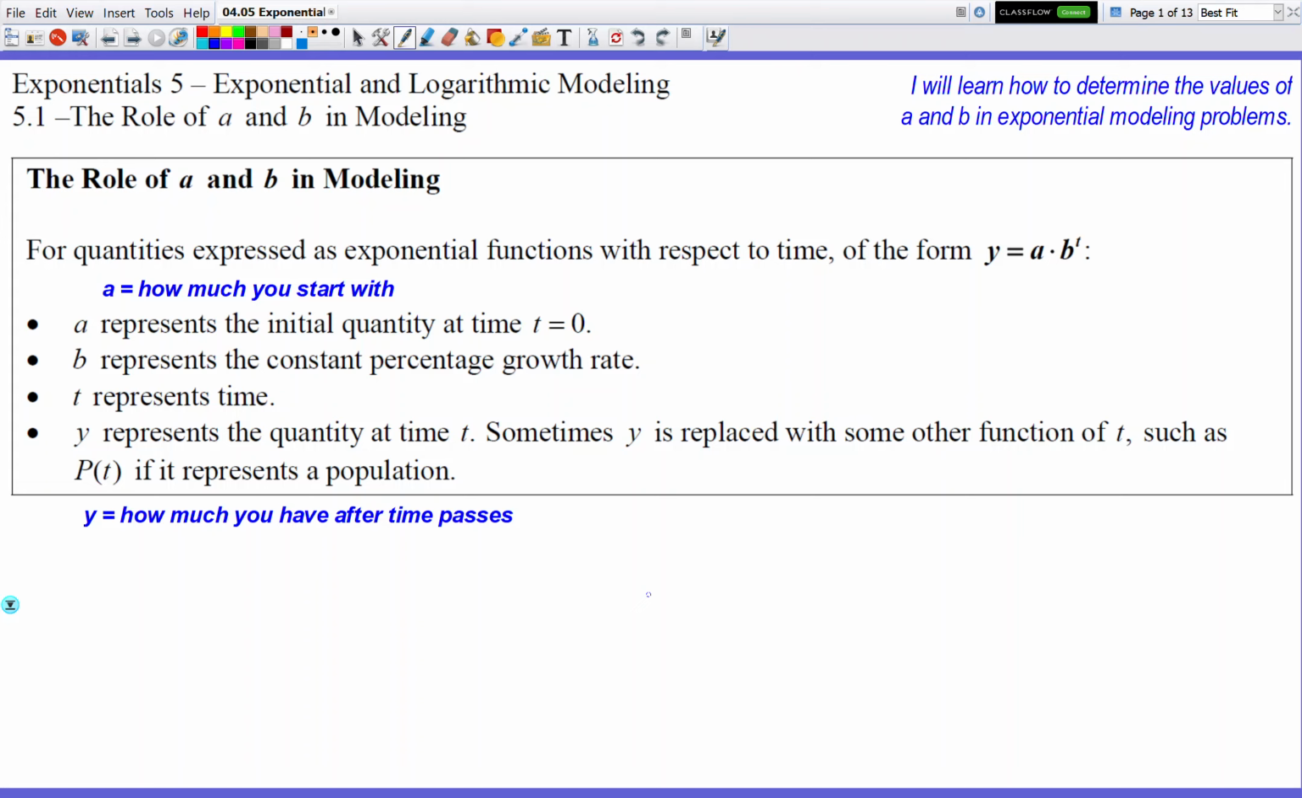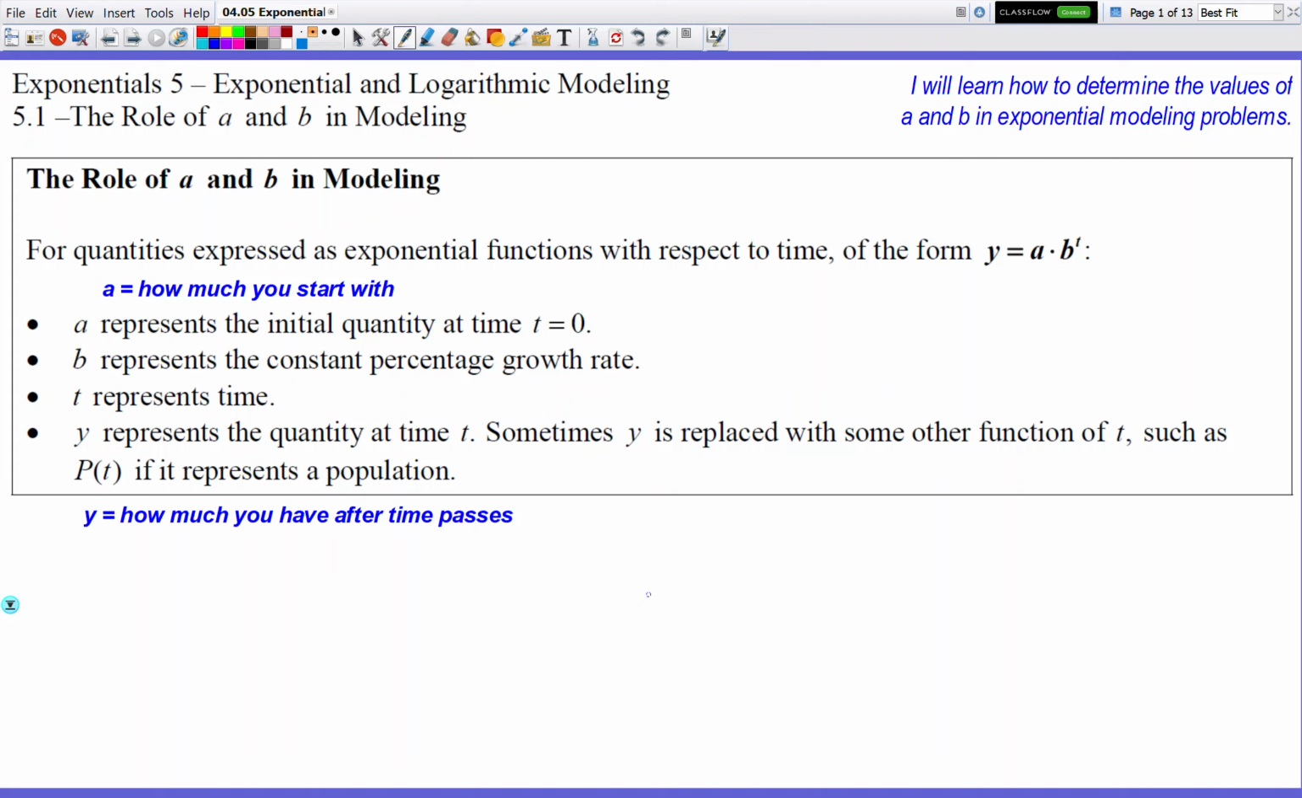Okay? So when you look through all these letters, you're going to see that there are four letters: A, B, T, and Y. And A is going to stand for basically how much you start with. It's called the initial quantity at time zero, but when you think about it, it's how much you start with. Okay? And B is going to be your base value, or your rate of growth or rate of decay, because it can either go up or down as far as the patterns.